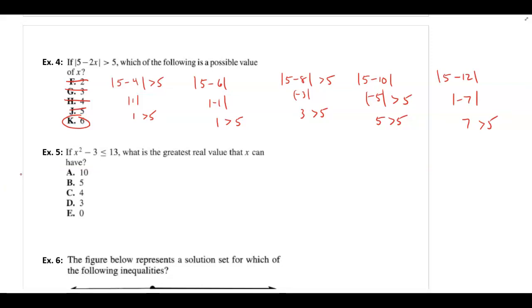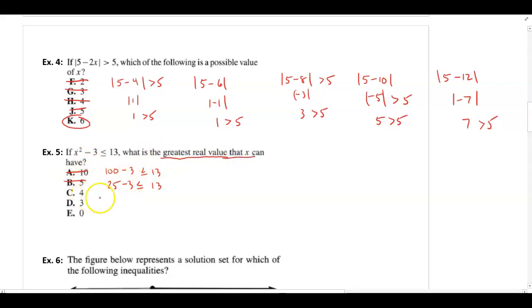The next one, same exact story, right? Now we have a quadratic inequality, okay? It says, if x squared minus 3 is less than or equal to 13, what is the greatest real value that x can have? Well, just by plugging these numbers in, 10 squared is 100. Is 100 minus 3 going to be less than or equal to 13? No. If I do the next one, 5 squared is 25. Is 25 minus 3 going to be less than or equal to 13? No.